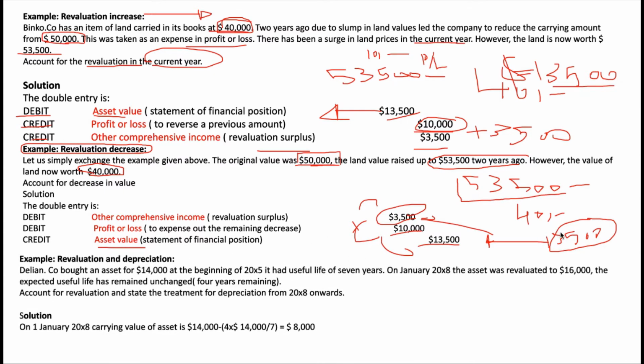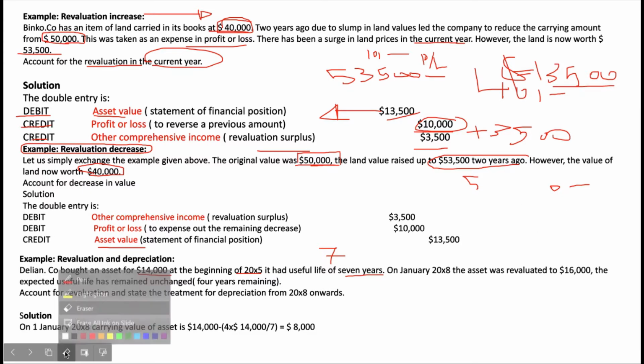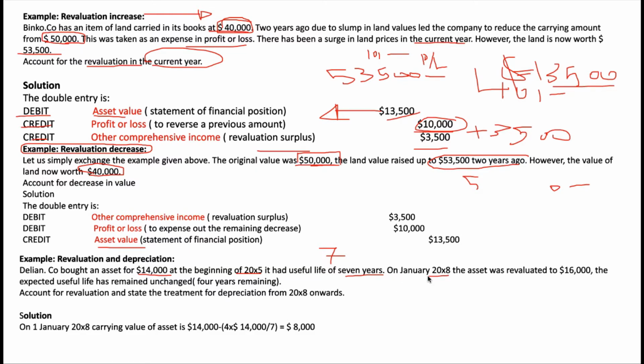Let us move to the third scenario, revaluation and depreciation. Dalian Co. bought an asset for 14,000 at the beginning of 2000x5. It had a useful life of 7 years. On 1 January 2000x8, after 3 years, the asset was revalued to 16,000.